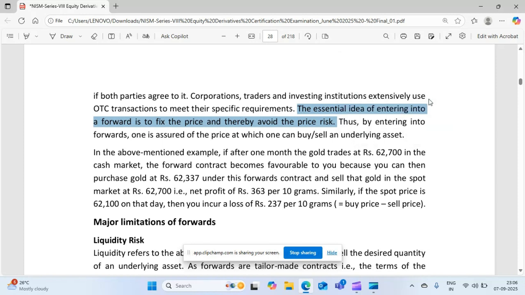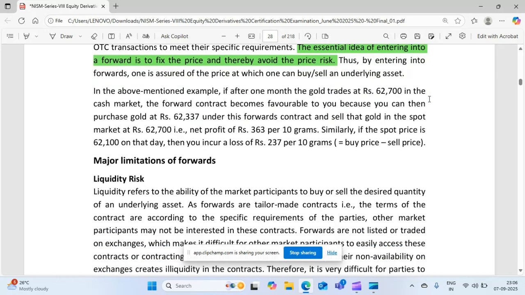That is why we do a forward contract, right? So, in the exam, you may get a question: which of the following is the key reason to do a forward contract? You must know this, right? By entering into a forward contract, one is assured of the price at which one can buy and sell the asset, which is what has been done.